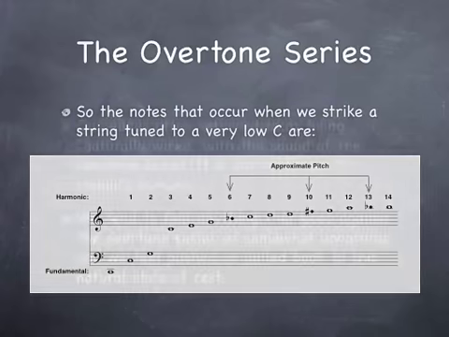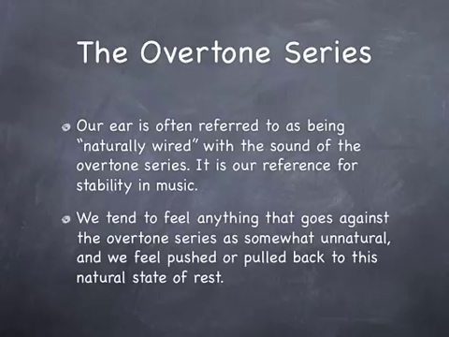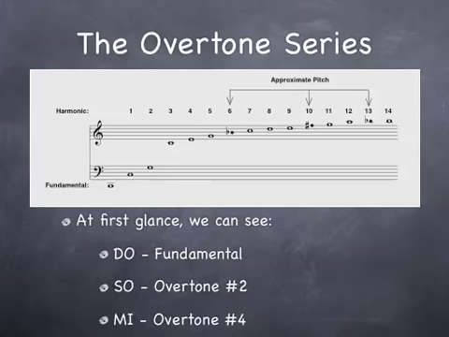It's for this reason that a lot of people often refer to our ear being naturally wired with the sound of the overtone series, and it's our reference for the feeling of stability in music or in a song. So with this natural wiring, we tend to feel that anything that goes against the overtone series is somewhat unnatural, and we feel that it's either pushed or pulled back to that natural state of rest. So let's compare the major scale to the overtone series and see what happens.